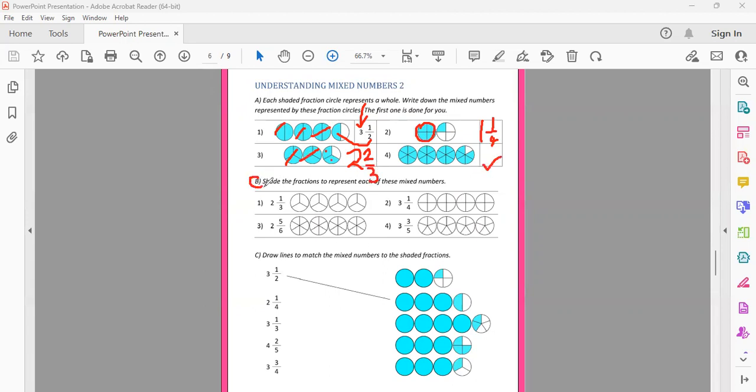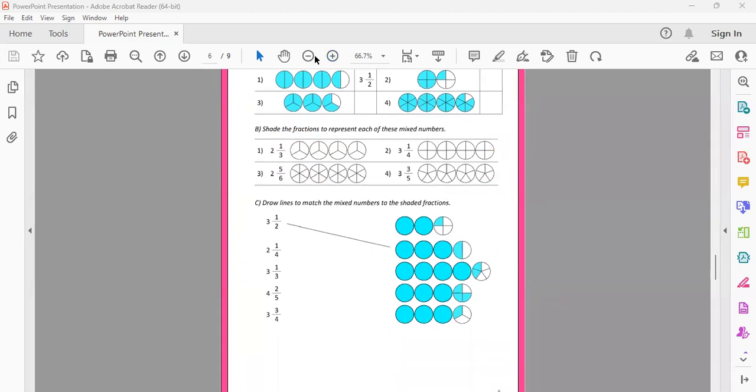Now for exercise B, shade. Take a color pencil and shade the fractions to represent. How do you color 2 and 1/3? So color the whole here 1, another 1. So this is your 2. Okay, the 2 is coming here, 1 and 2. And then you only color 1/3. So you're going to color 1 part out of 3 parts. How about 2, 5/6? So shade 2 again, color the whole thing. And then 5/6 for the third fraction. 1, 2, 3, 4, 5/6. Similarly, you can do for number 2 and 4. Clear?